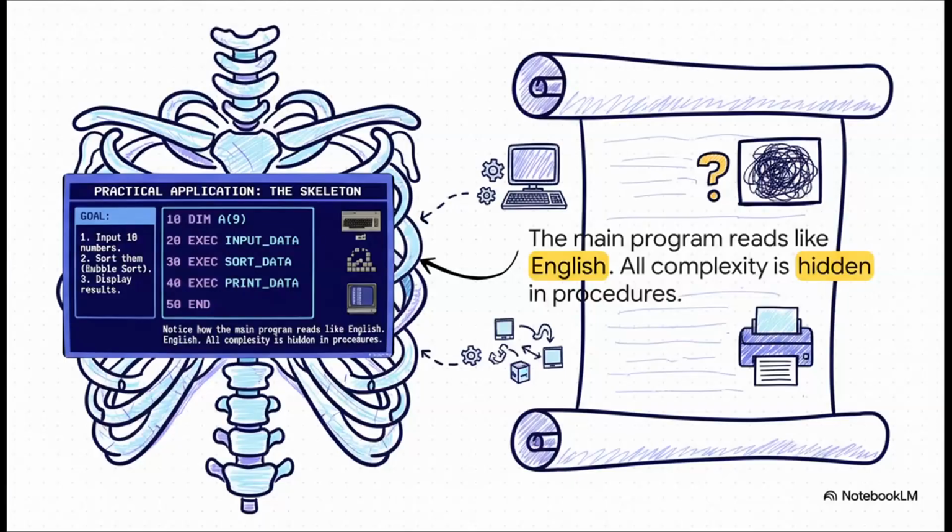Just look at this. This is the skeleton of our program. The main logic, right there in lines 20 through 40, now reads like plain English. First, execute input data. Second, execute sort data. Third, execute print data. All the complexity, all the messy calculations are neatly tucked away inside their own named procedures. Anyone can understand the purpose of this program just at a glance.